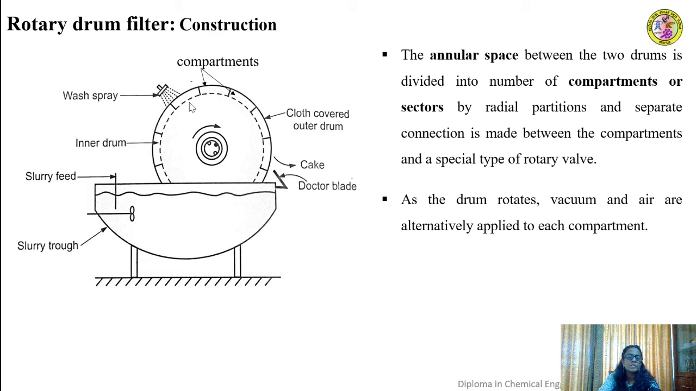When it comes to this position, it will be washed with the wash liquid, which is also sucked inside the drum. After that, it will be subjected to drying by blowing air. So either vacuum is applied to each compartment, or air is applied at various locations, to carry out the filtration, washing, and drying cycles one after the other in series.